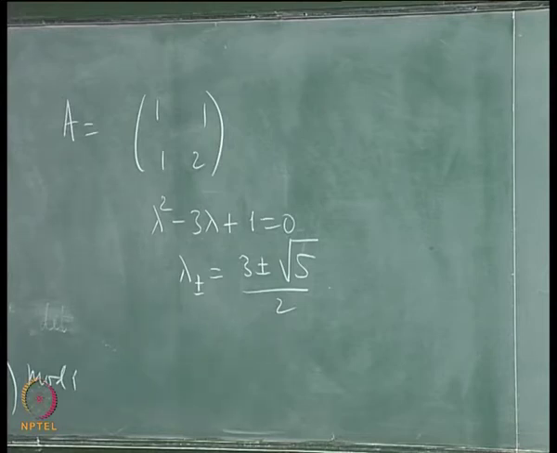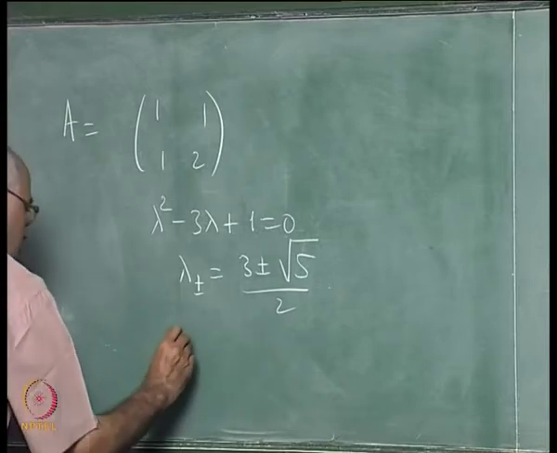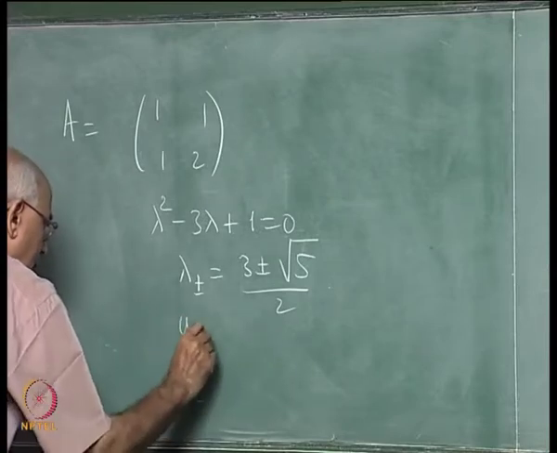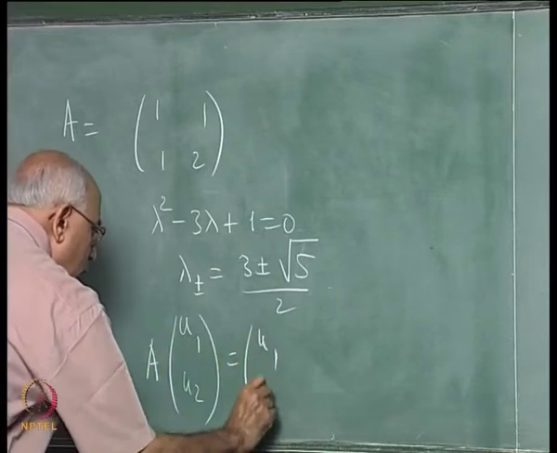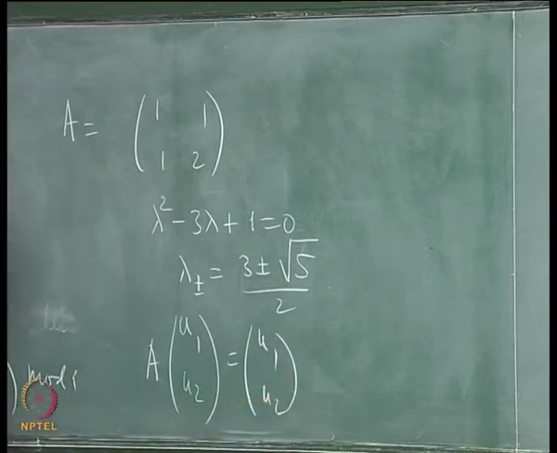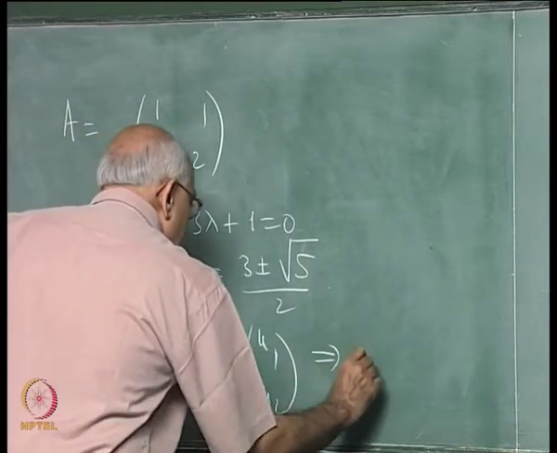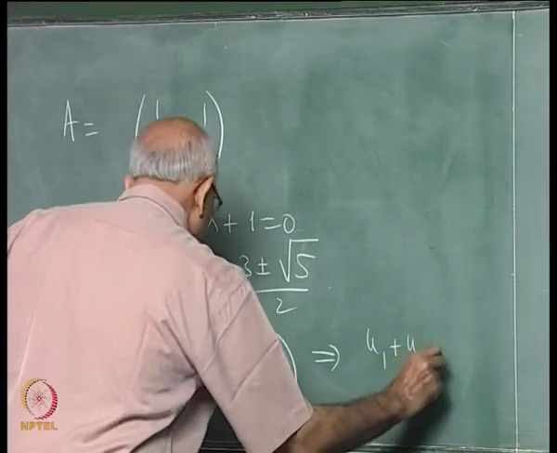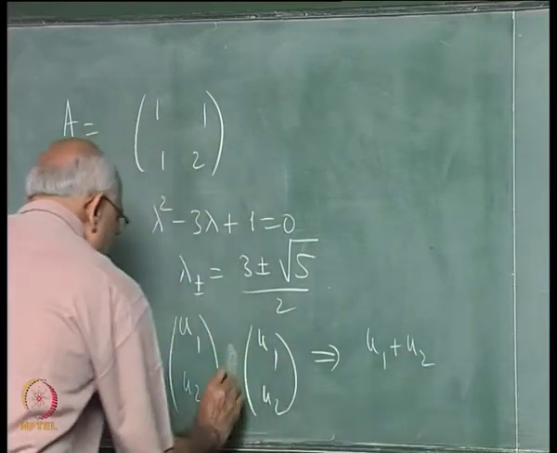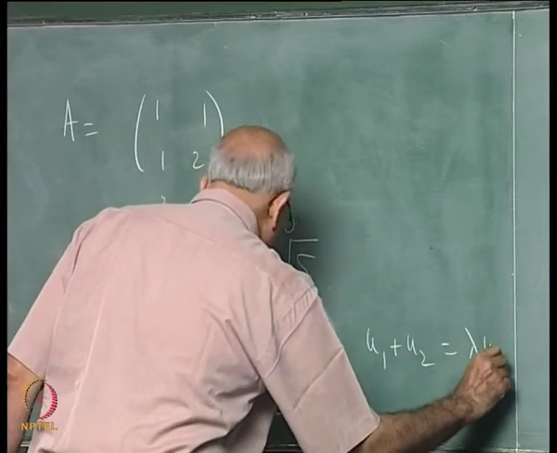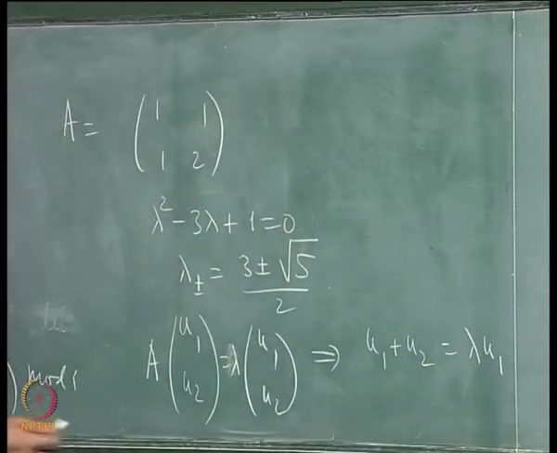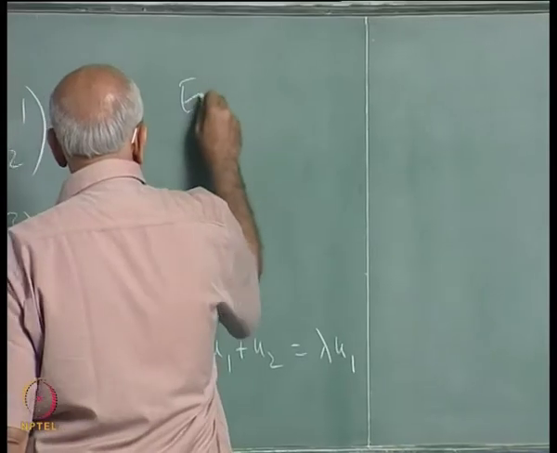We will check what the eigenvectors are as well. The eigenvectors would satisfy: if u1 u2 is an eigenvector, then I apply this and I insist that this be equal to lambda times u1 u2. So this implies that u1 plus u2 is equal to lambda times u1, the other equation does not give anything new.